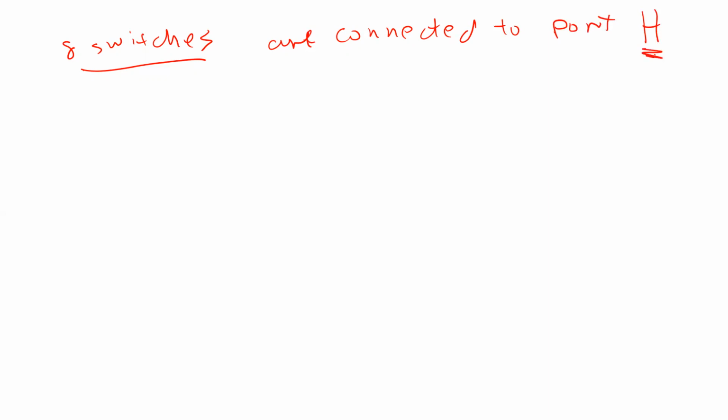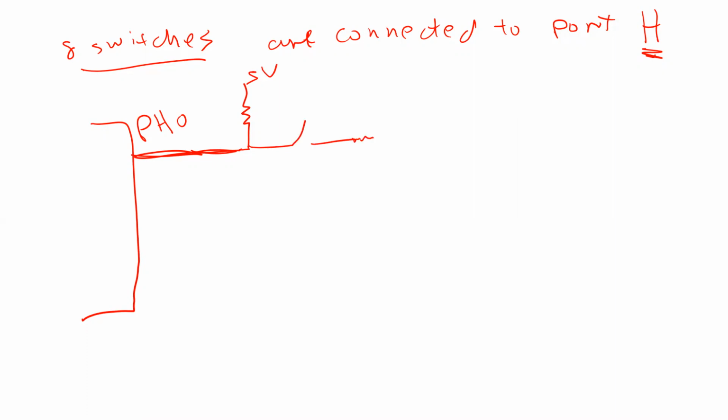This is how the port was designed, to connect these switches to port H. And I told you the way they are connected is this way. I'm going to give you one switch as an example, but the other switches are exactly the same thing, okay? For example, if this one is PH0, it is connected here to a resistance and then 5 volt, and then here a switch and a very small resistance. I'm gonna consider it like a short circuit.